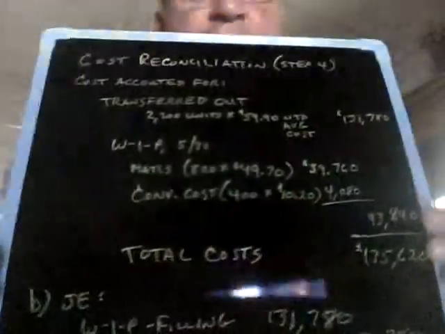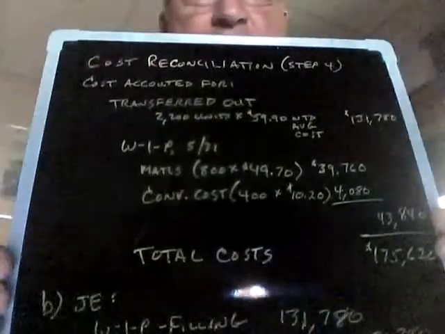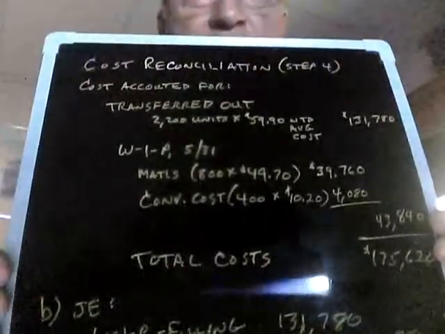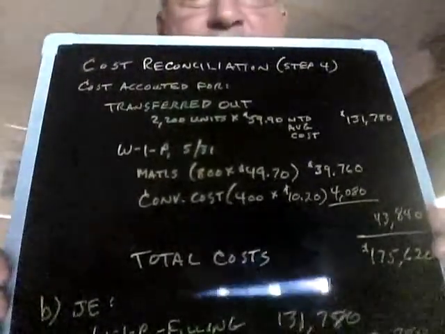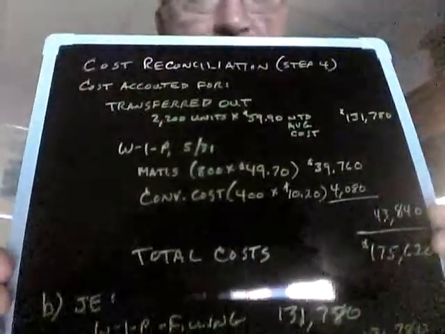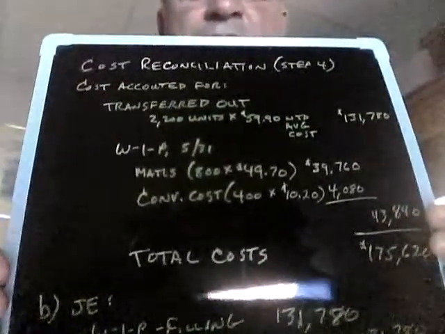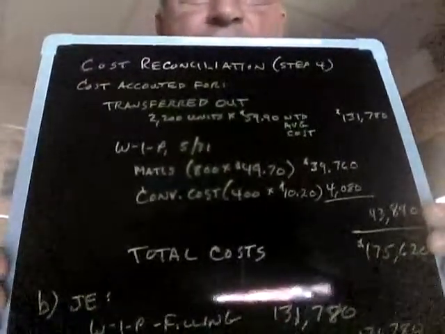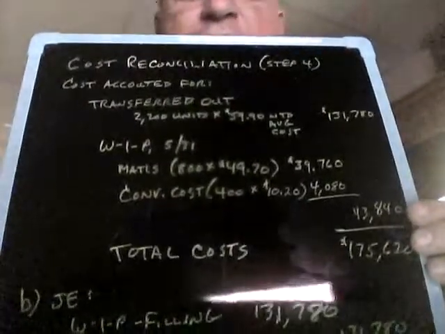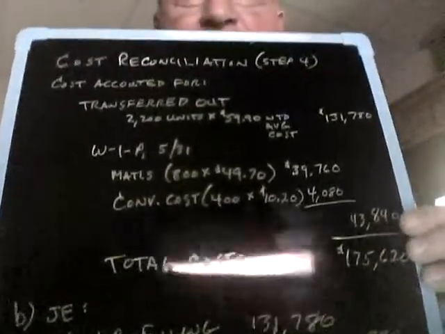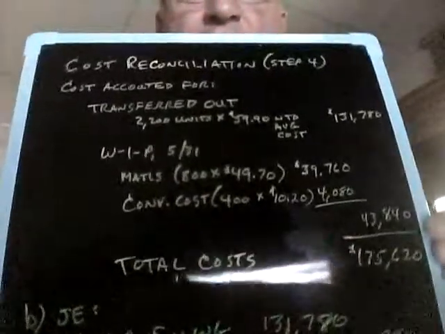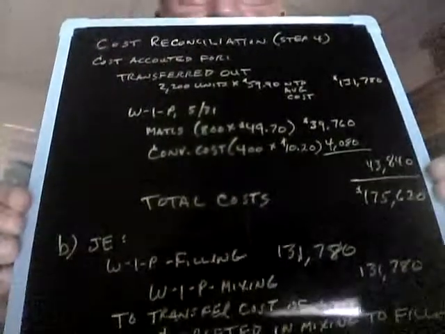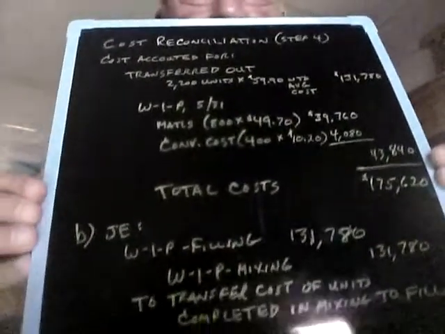And the conversion cost of 400 units, remember that's 800 times 50% complete, times the per unit cost, which again was computed by the total conversion cost divided by the equivalent units of 10.20. Multiplying those two together gives us 4,080. So that gives us a total cost for the work in process of $43,840. And then when we add those together, we get a total cost of $175,620, which reconciles with the total costs that we knew we had to account for.